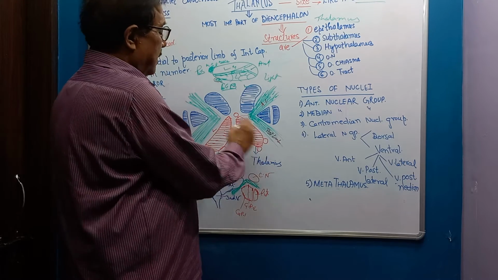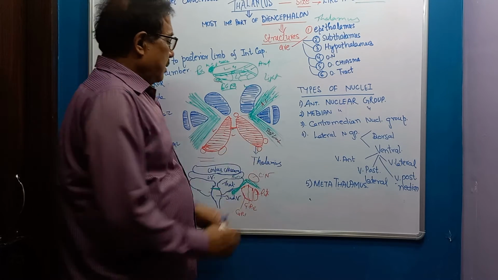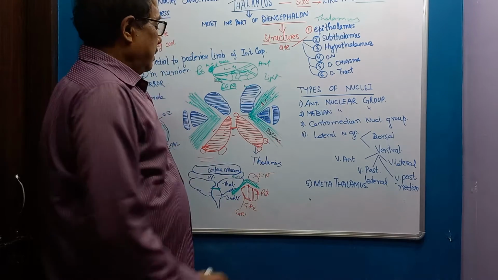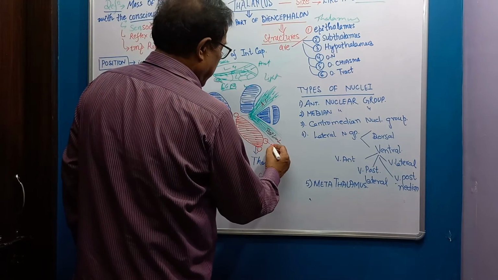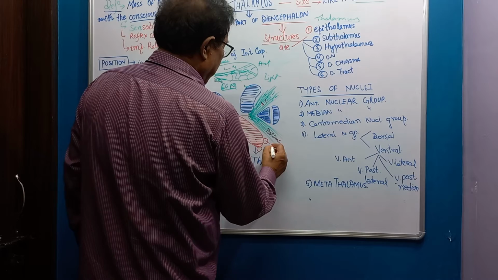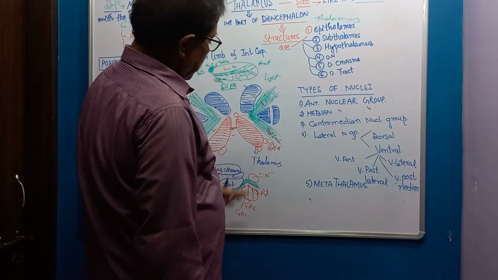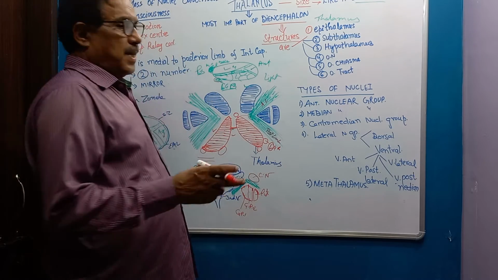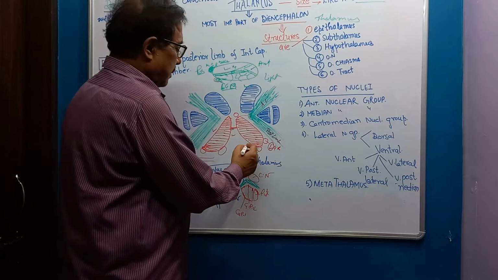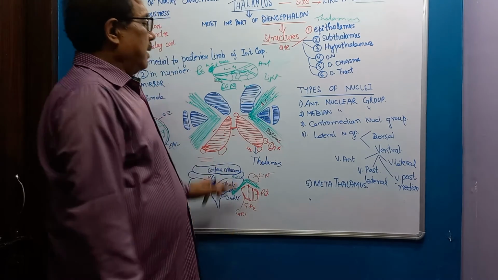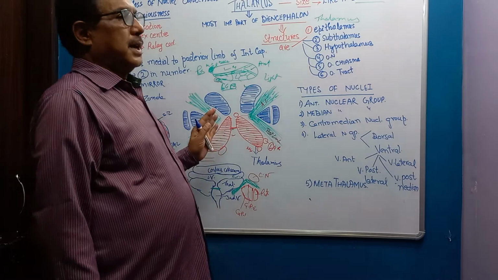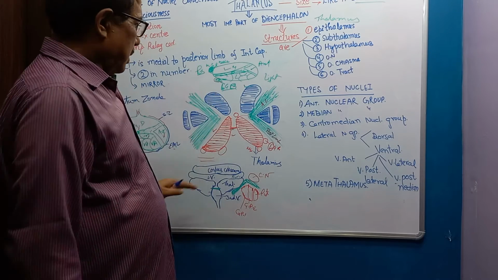The lateral geniculate body is concerned with vision. How can we remember it? L for light, easy to remember, and medial is for music. This is the medial geniculate body. This is about the anatomy of the thalamus.